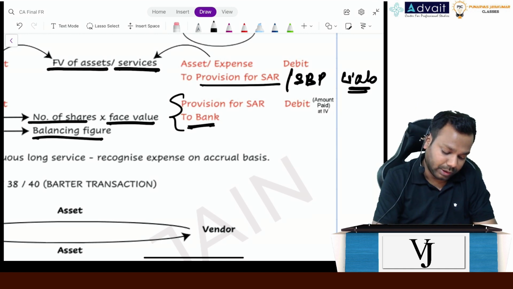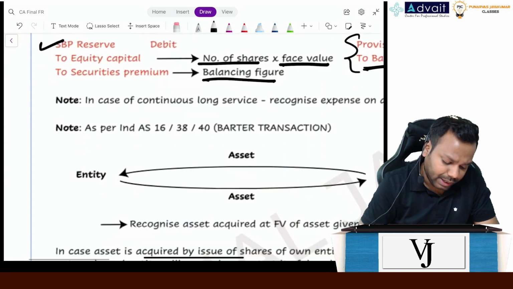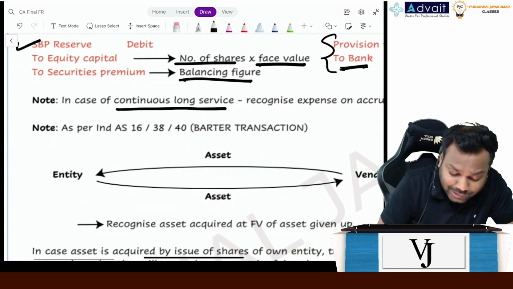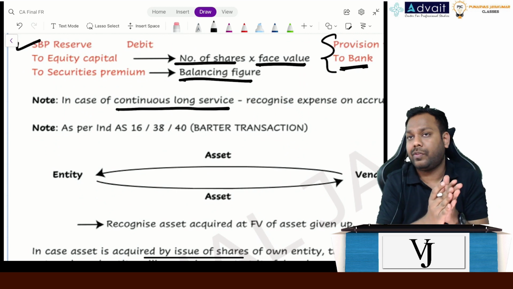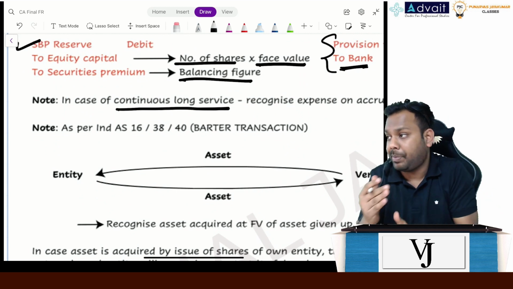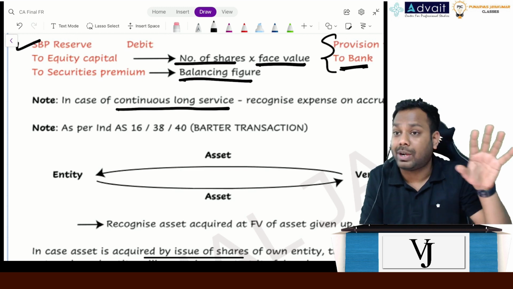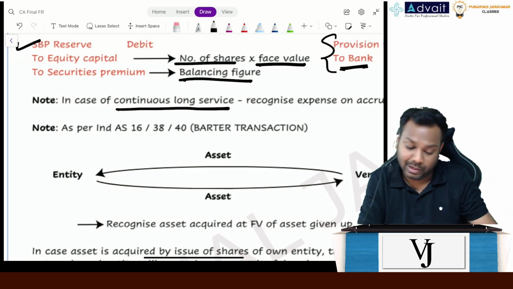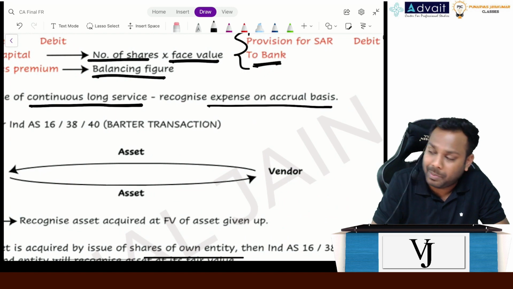Okay. So now, in case of continuous long services, basically services might be given through a 2-year period or 3-year period. And after the 3-year period, I will give the shares, similar to what is given in the employee's service condition. Recognize expense on accrual basis.